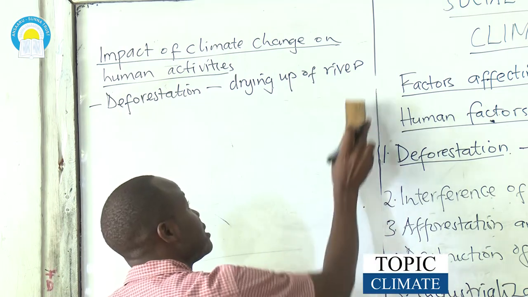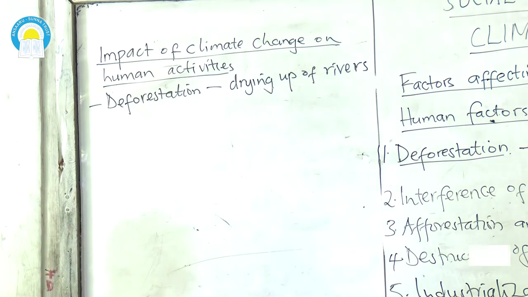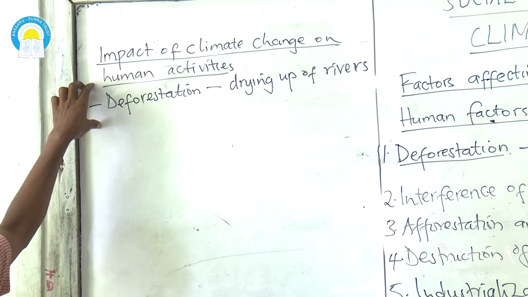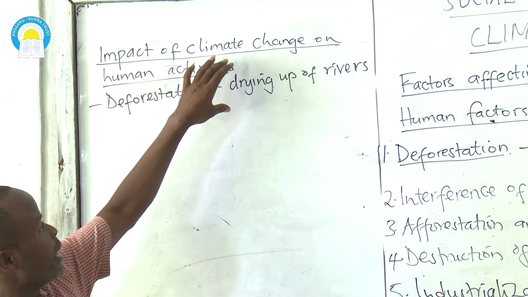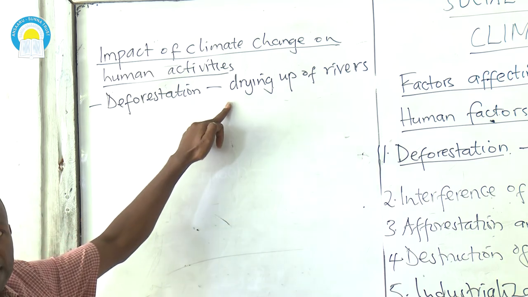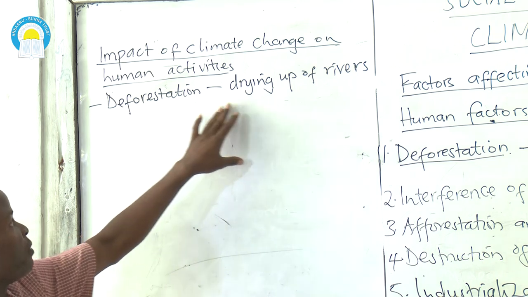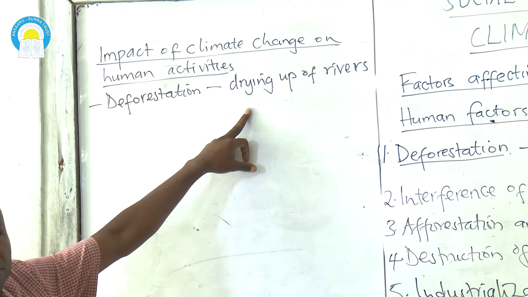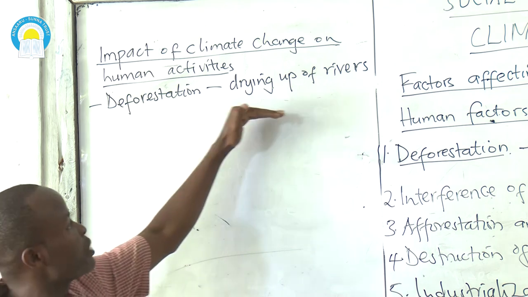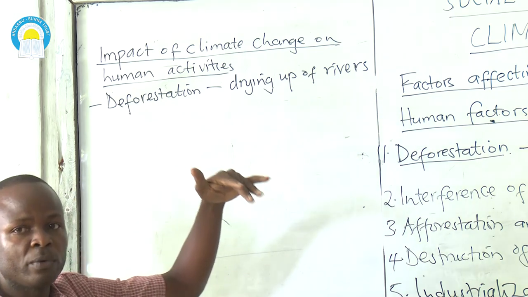Drying up of rivers. Just as we have said, these forests act as water catchments. So when they are destroyed, and this is where most rivers have their sources, the rivers will dry up because there will be no water. Most rivers have their sources in the forests, and when these forests are cleared, most rivers will dry up, and when these rivers dry up, other problems will come in.